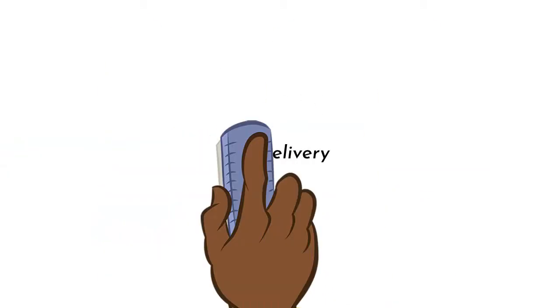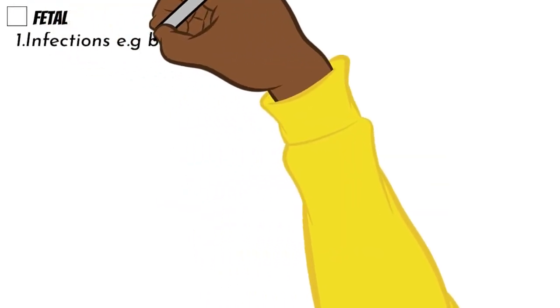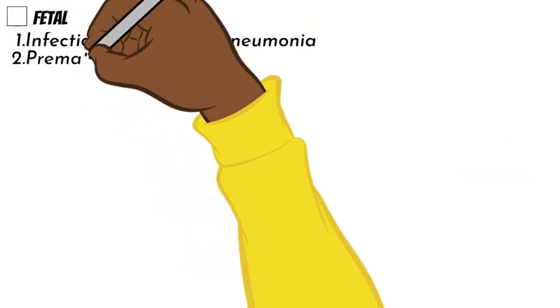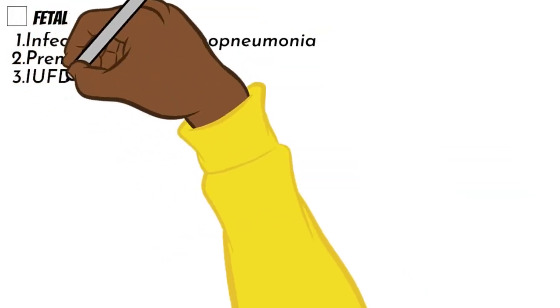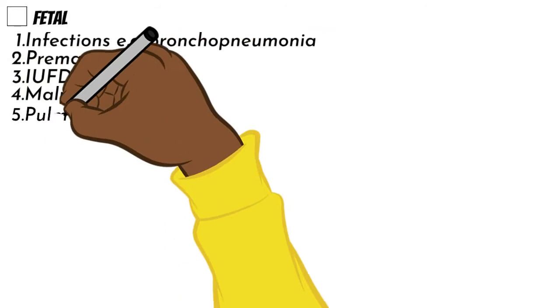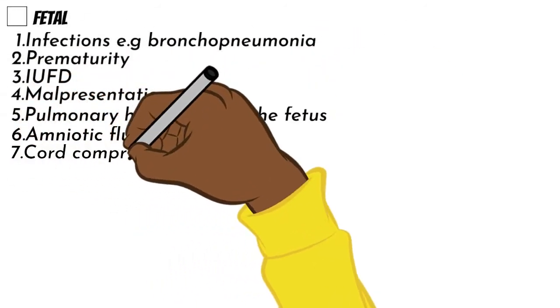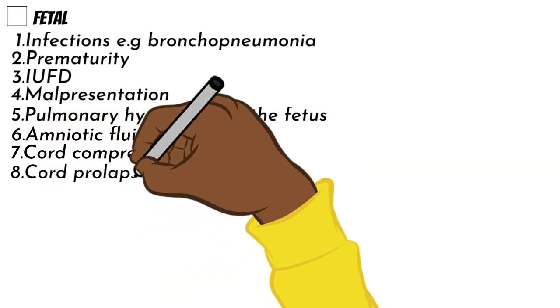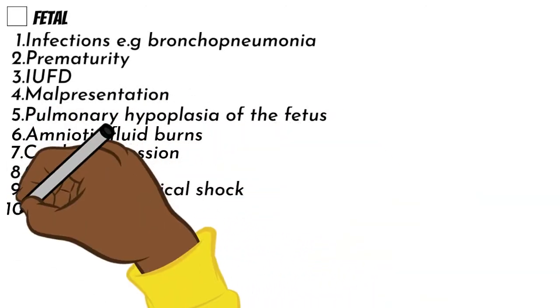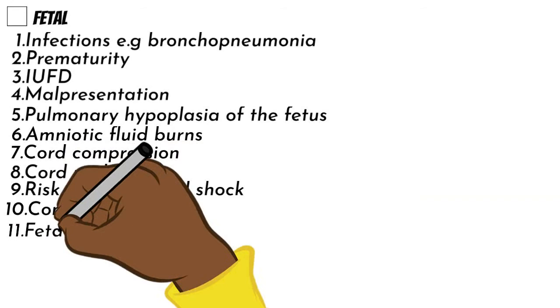Your fetal complications include infections such as bronchopneumonia. We have prematurity as a result of preterm delivery, IUFD or intrauterine fetal death, malpresentation, pulmonary hypoplasia of the fetus, amniotic fluid bands, cord compression, cord prolapse, risk of mechanical shock, contractures, and fetal distress.